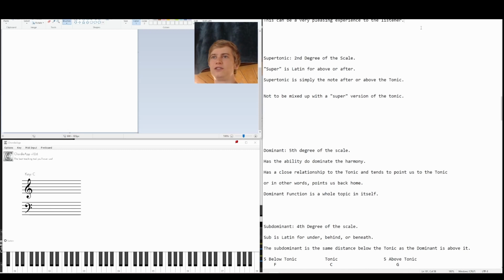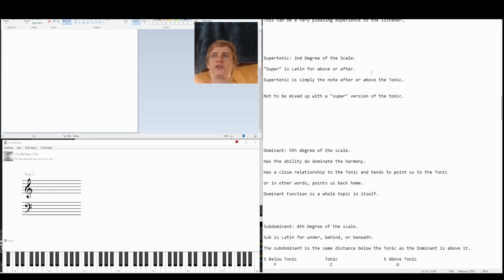Next, I'm going to look at the supertonic, which is the 2nd degree of the scale. Supertonic should not be mixed up with a super version of the tonic, as a lot of people might think that it's a bigger or better version of the tonic given the word supertonic.